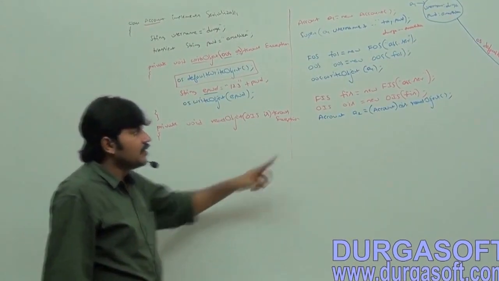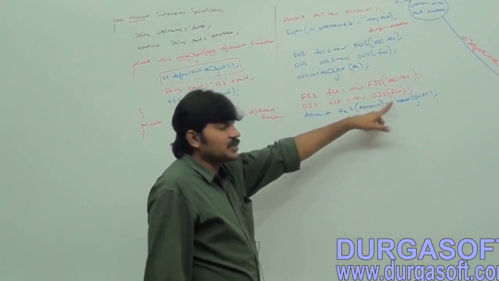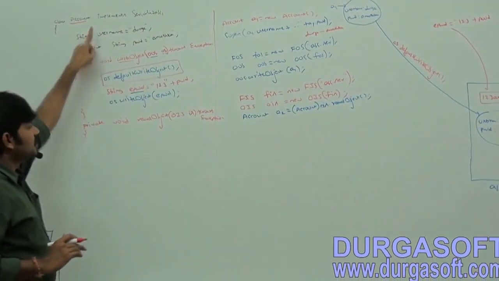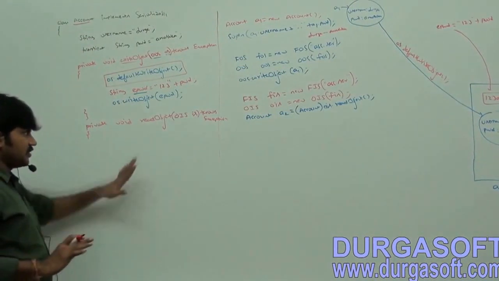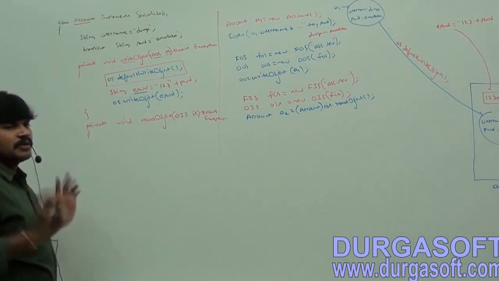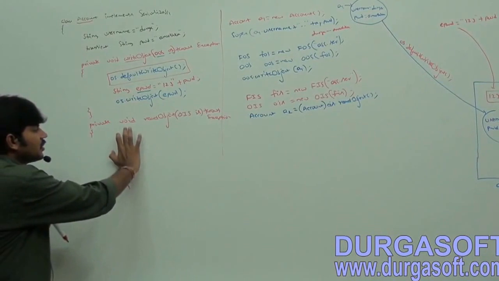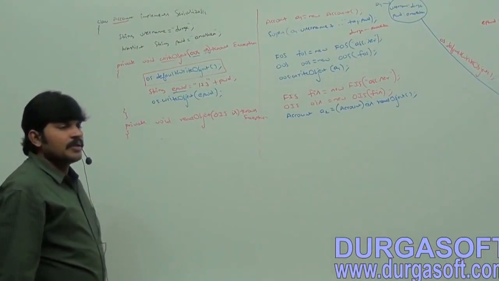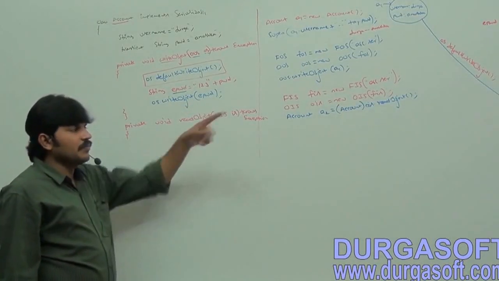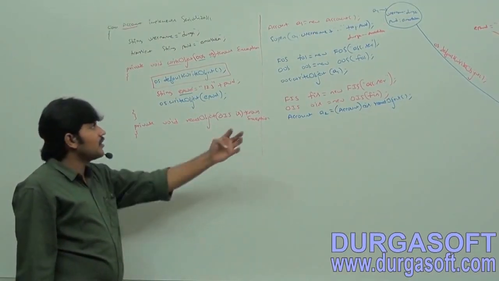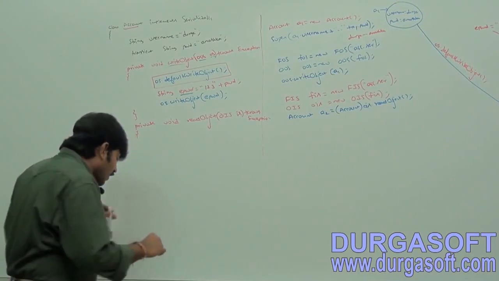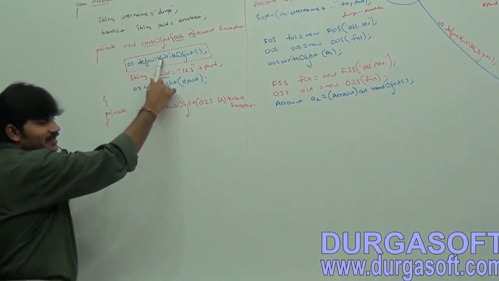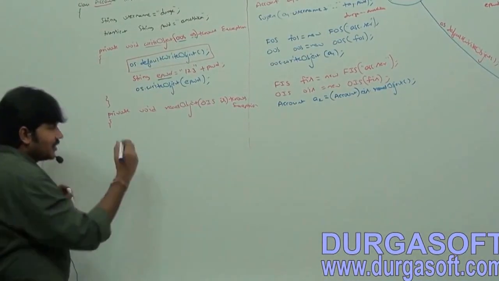Let me repeat once again. At the time of deserialization of an account object, JVM will check whether there is any readObject method in the account class. If it is there, JVM won't do anything, control just comes to this method. Now what do I have to do? I want default deserialization. Can you tell what is the code now? This was default serialization. What is the code of default deserialization?